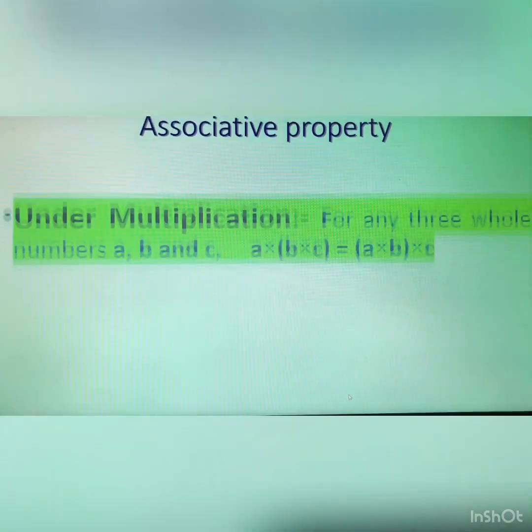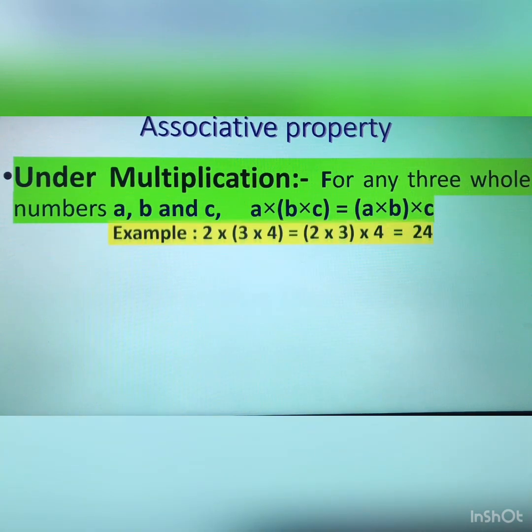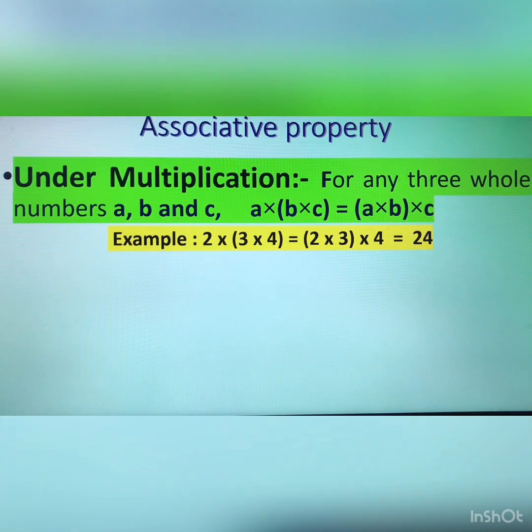Now the associative property under multiplication. For any 3 whole numbers a, b and c, a into (b into c) equals (a into b) into c. It means if we change the place of the bracket in the multiplication of whole numbers, then the result will not change. Let's understand it with an example. Let 3 whole numbers be 2, 3 and 4. Then 2 into (3 into 4) equals (2 into 3) into 4.